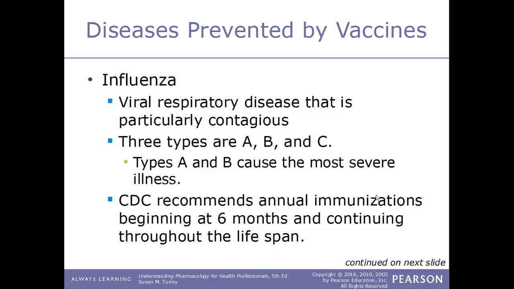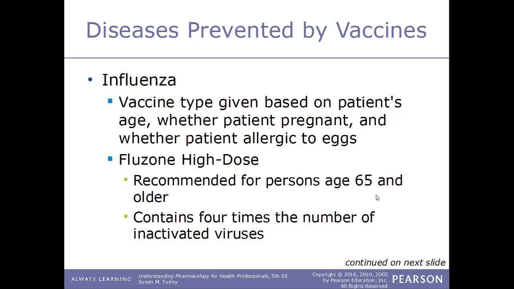Influenza, a viral respiratory disease that is particularly contagious. There are 3 types, A, B, and C, and types A and B cause the most severe illness. And the CDC recommends annual immunizations beginning at 6 months of age and continuing throughout a person's life. Now, the vaccine type that's given is based on the patient's age, whether the patient is pregnant, and whether or not they are allergic to eggs. Some examples of the influenza vaccine include Fluzone High-Dose, and this is recommended for people who are 65 years old and older. And this contains 4 times the number of inactivated viruses.